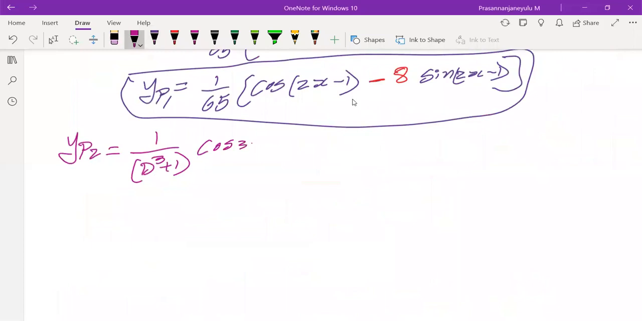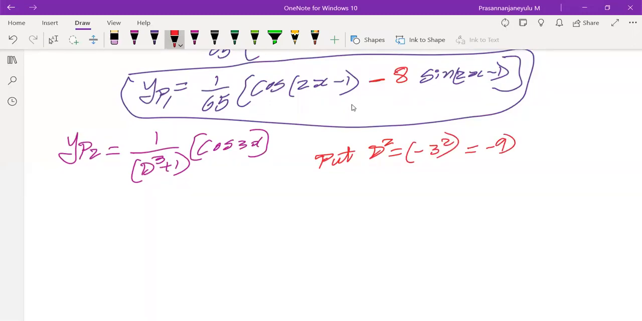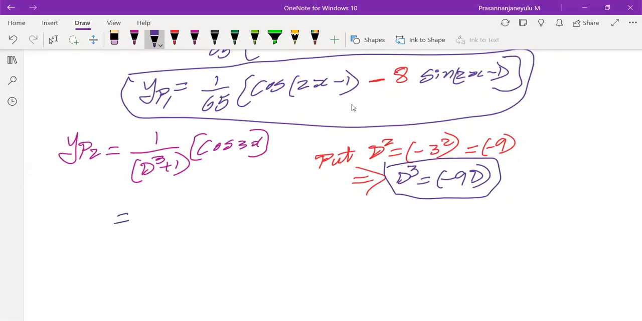Then what do we have to substitute here again? Put d square equals how much? Minus 3 square, nothing but minus 9. But we do not have d square, so what do we have? d cube. So d cube equals, what do we have to substitute? Minus 9d. This we have to substitute in our function. Then it is going to become 1 by 1 minus 9d.